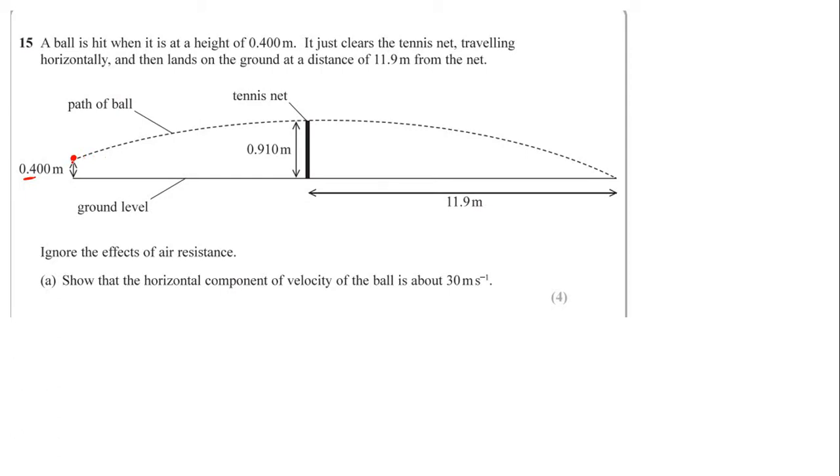The important thing in this question is they are saying that when it clears the net, the ball is traveling horizontally. That means we have just horizontal motion at the top of the net. This is the key idea that we are going to use. Ignore the effect of air resistance. Show that the horizontal component of the velocity of the ball is about 30 meters per second. We need to find horizontal component ux.